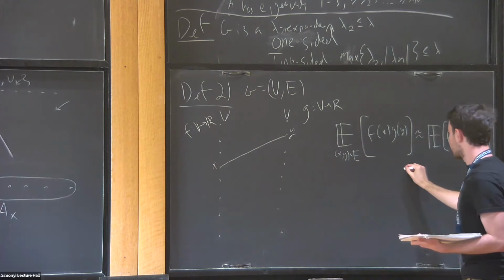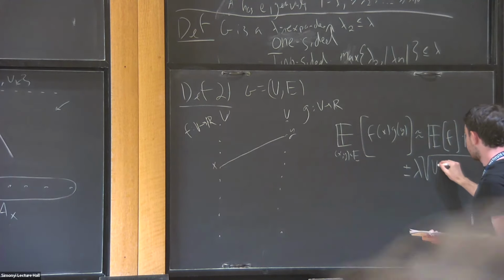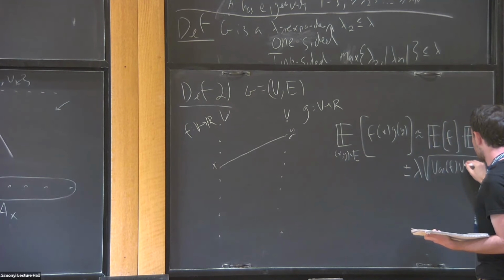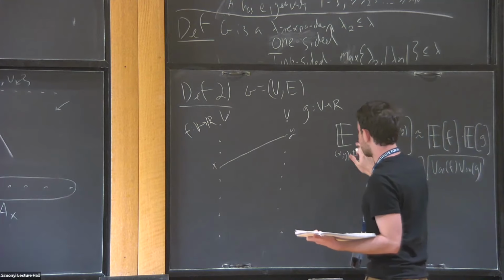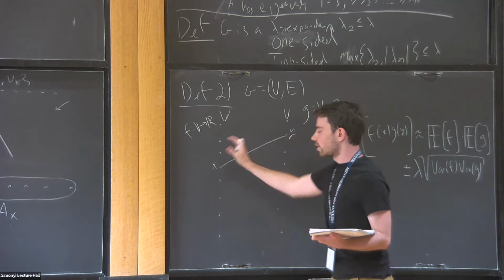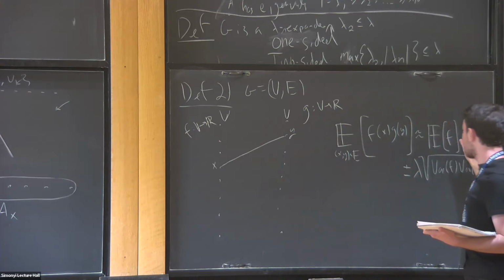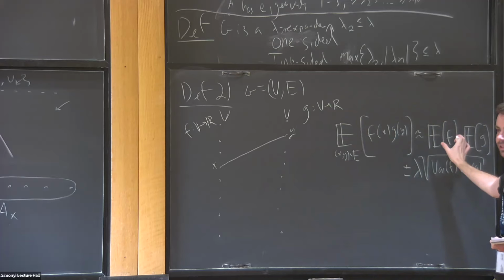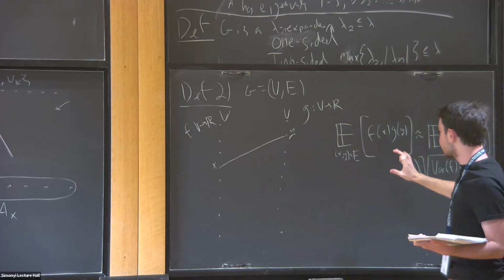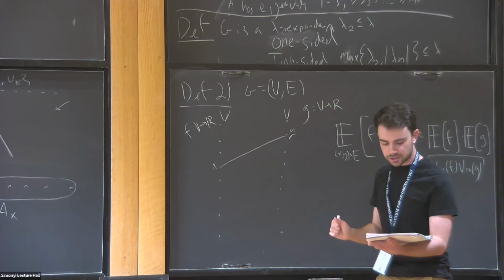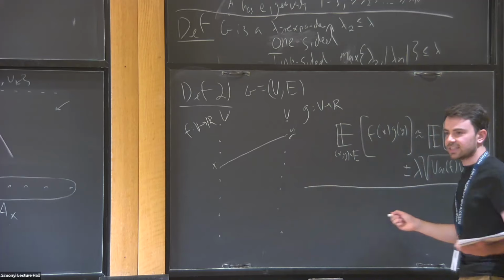So plus or minus lambda times the square root of the variance of f times the variance of g. This is what I mean by the graph being pseudorandom against functions on the vertices. When I take an expectation of f times g across edges, it acts like the expectation of f times the expectation of g. This is equivalent to the above definition, and we'll actually use expanders in this way later on in the talk. Okay, the last thing I should say is that these objects actually exist.